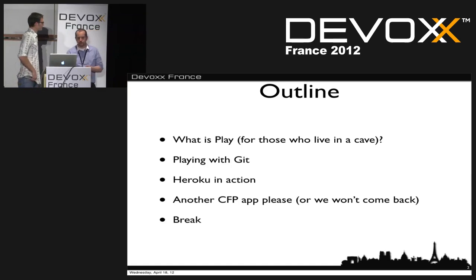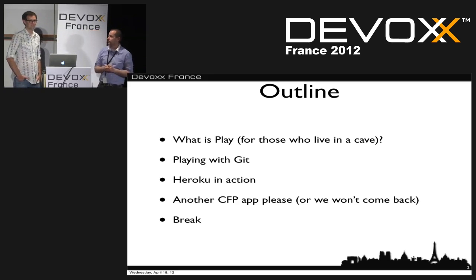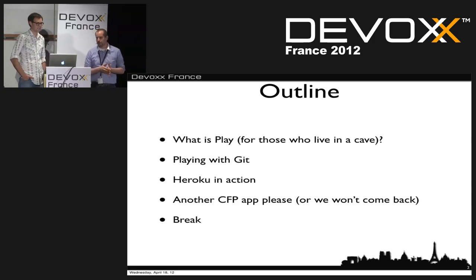So yeah, what do we do today? First we'll explain what is Play. I think most of the people know what is Play, but we'll make a nice introduction for the people who don't. After, we'll be playing a bit with Git and explaining a bit what is Git for people who don't know Git. And we'll focus on GitHub, actually. And we'll see Heroku in action.